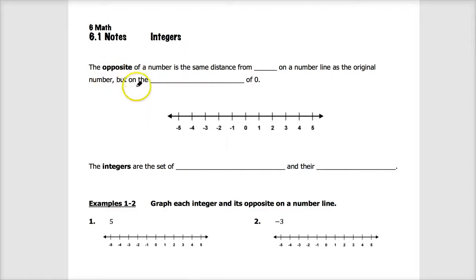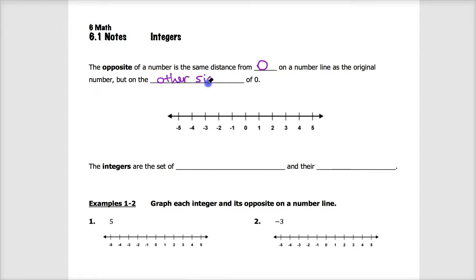Now, you've been talking about opposites since probably preschool or kindergarten. For instance, you know the opposite of hot is cold, and the opposite of tall is short. Well, numbers also have opposites. And when we talk about the opposite of a number, we're talking about a number that has the same distance from zero on a number line as the original number. So a number and its opposite both have the same distance from zero, but they're on opposite sides of zero.